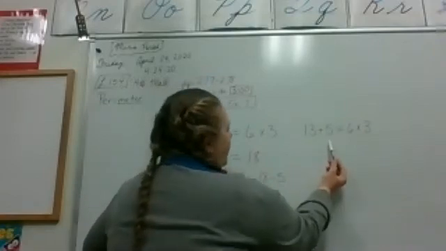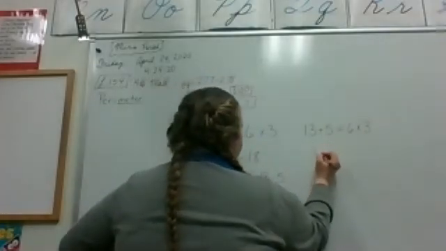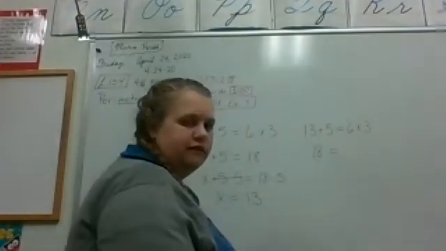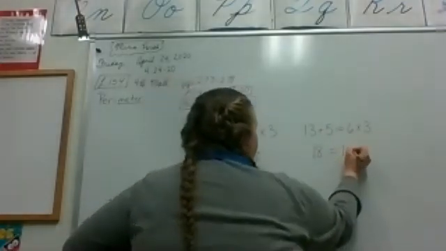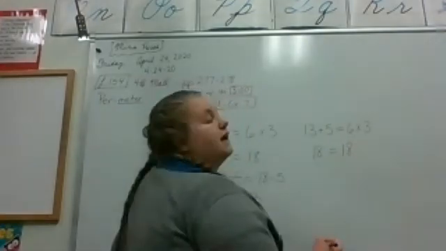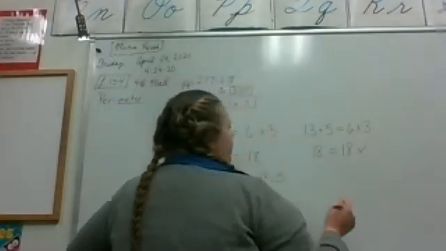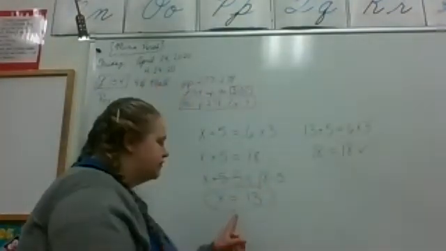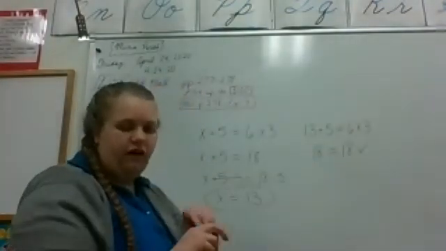So 13 plus 5 is what? 18. 6 times 3 is what? 18. Are these equal? Yes. Check mark. This is right. X is equal to 13. Okay, this is your answer. This is the check. All right.